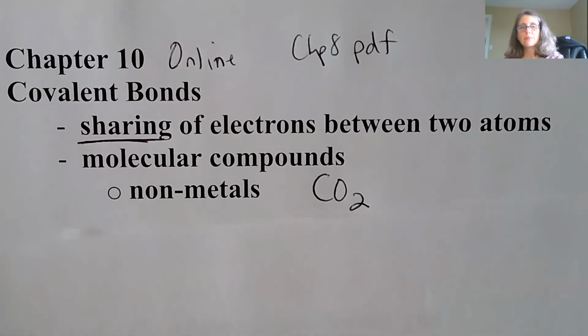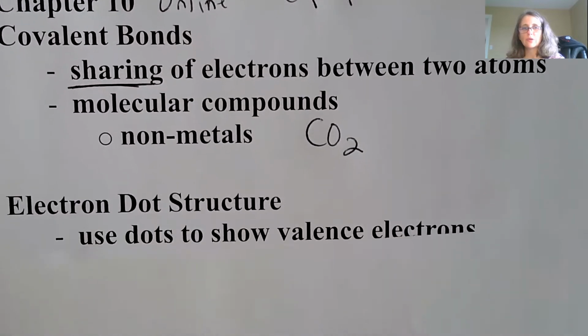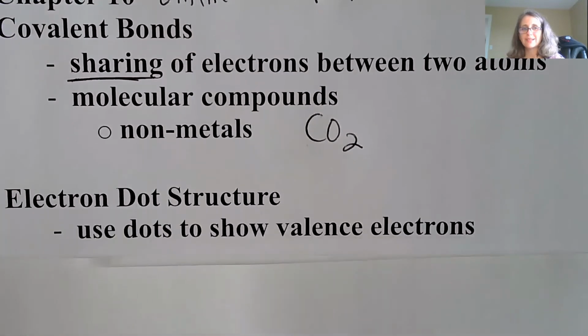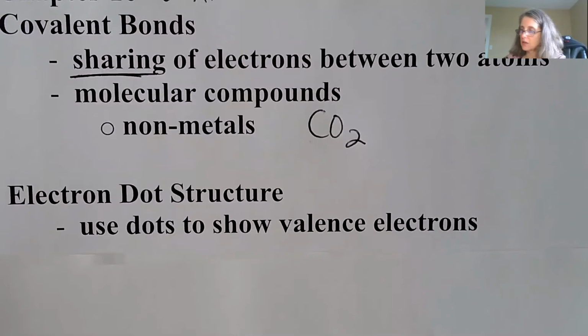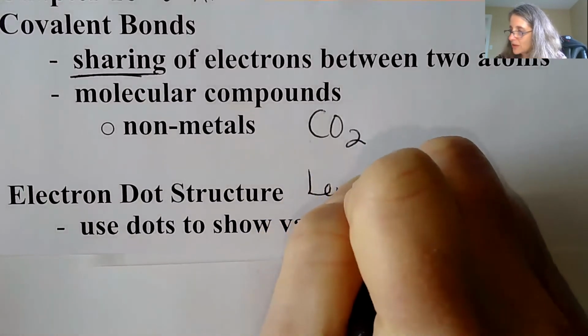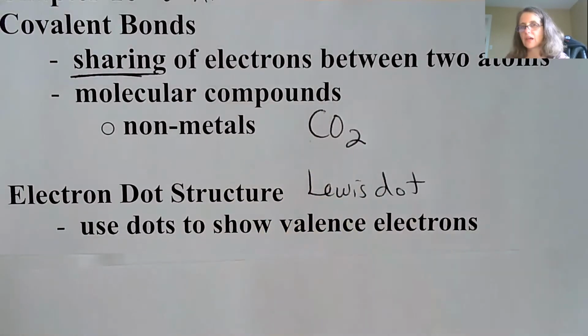So covalent bonds, because we are sharing electrons, we're going to be doing something called electron dot structures. Another way you might hear it is Lewis dot structures. That is, I think your online textbook uses that language. So realize that they kind of mean the same thing. We are going to be using dots to show valence electrons, because as I introduced this unit, valence electrons are the ones that get involved with the bonds.